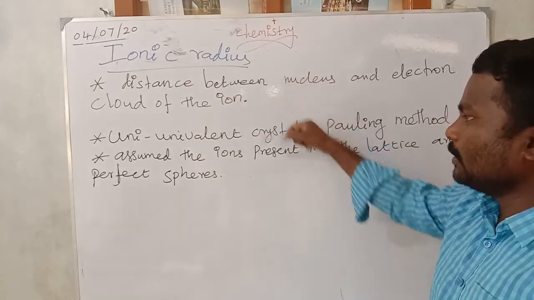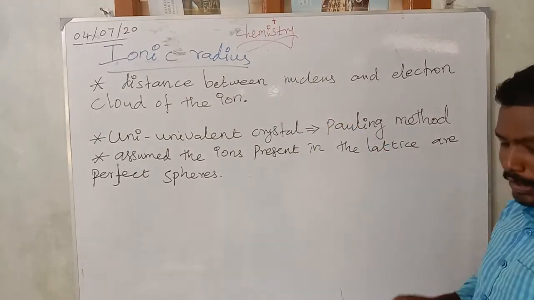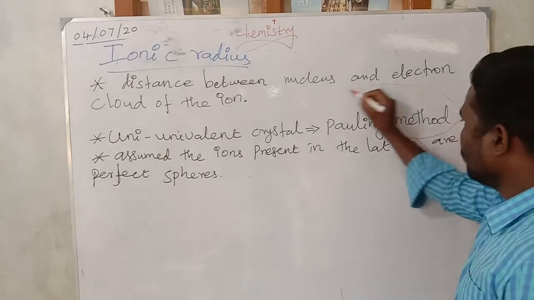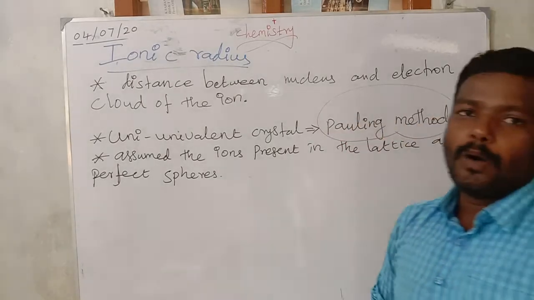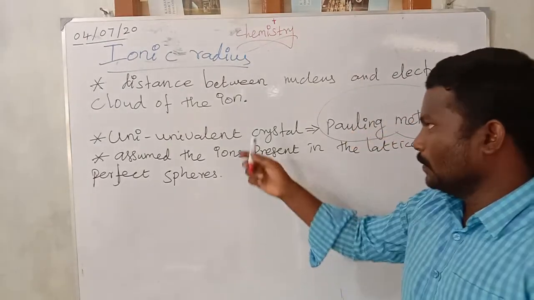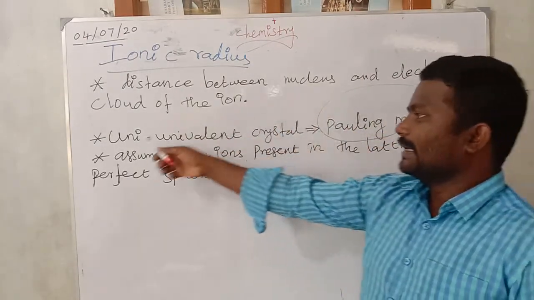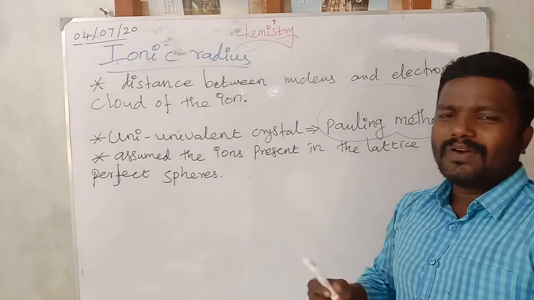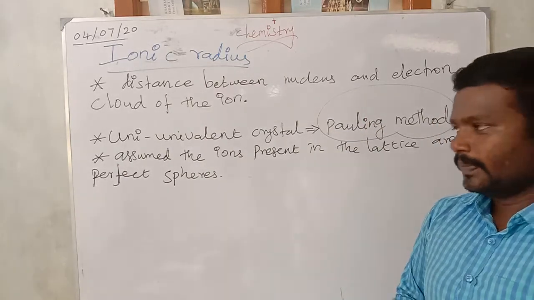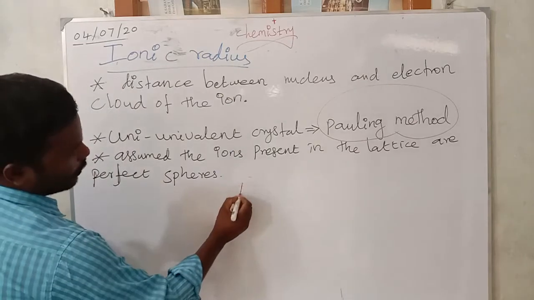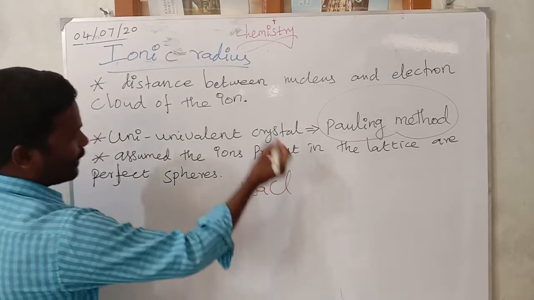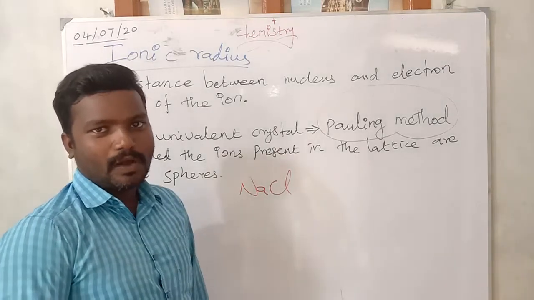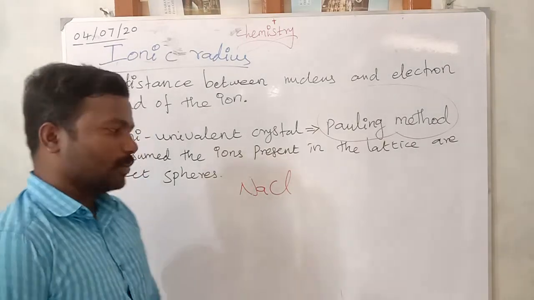According to the Pauling method, we are going to calculate the ionic radius. What method are we going to use, my dear students? Pauling method, right? Pauling gave it only for univalent crystals. What do you mean by univalent crystal? For example, sodium chloride, a well-known example. What is sodium chloride? Our table salt, that is called sodium chloride.